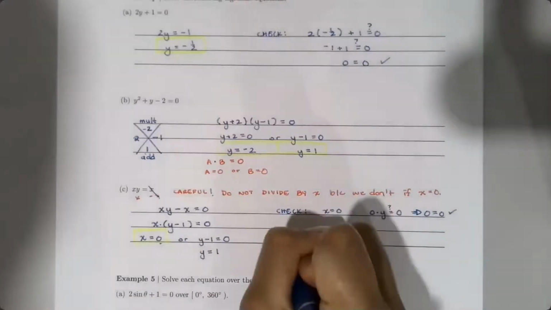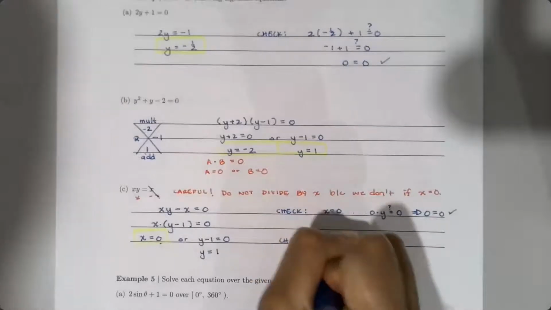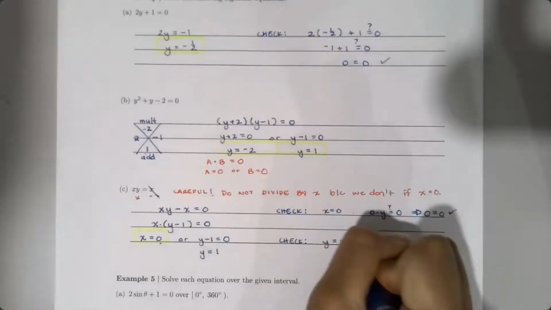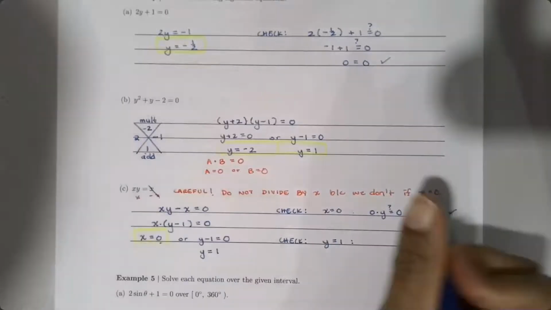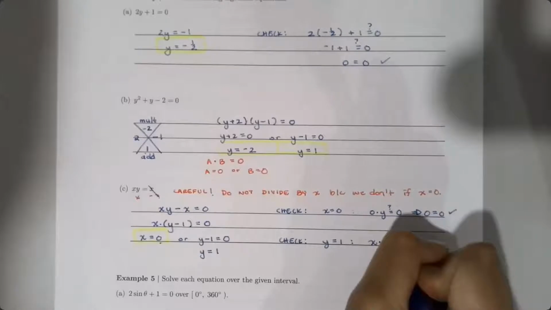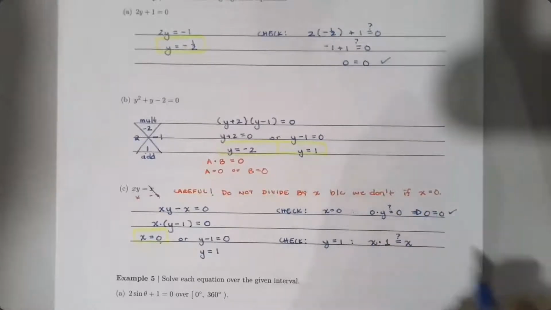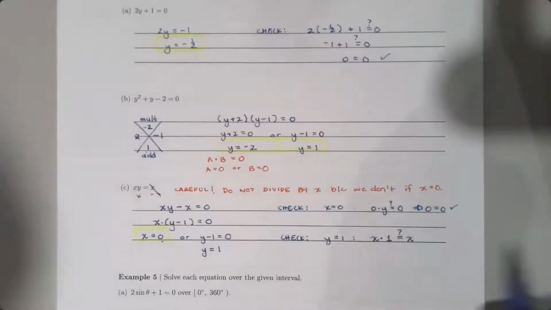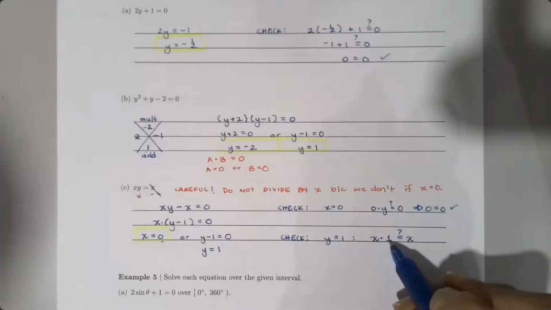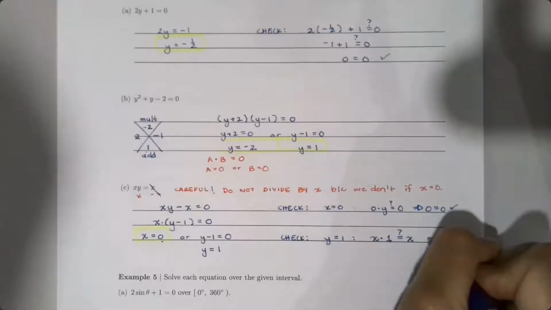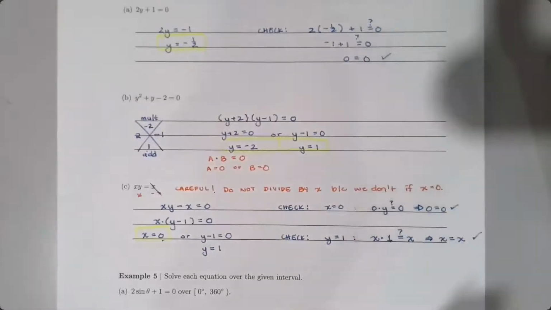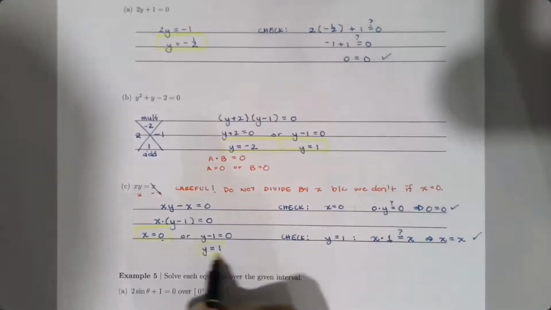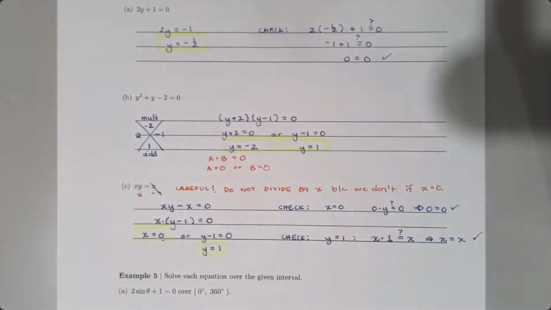Next, we're going to check y is equal to 1. And so if we replace it into the original equation, we'll get x times 1. And is it true that that'll equal x? Well, that's also true because x times 1 will just be x, and x is always equal to itself. Right? So we get a statement that reads x is equal to x. That's also true. So this is also a correct solution.